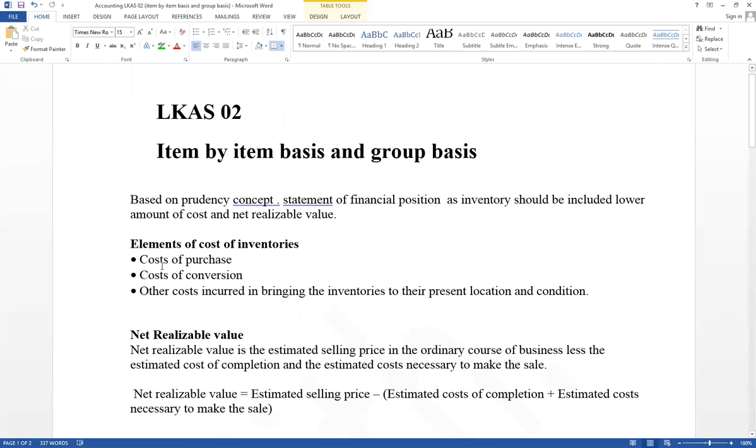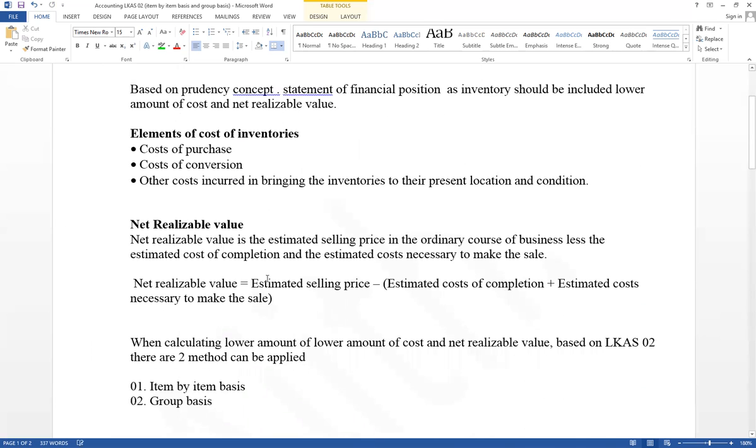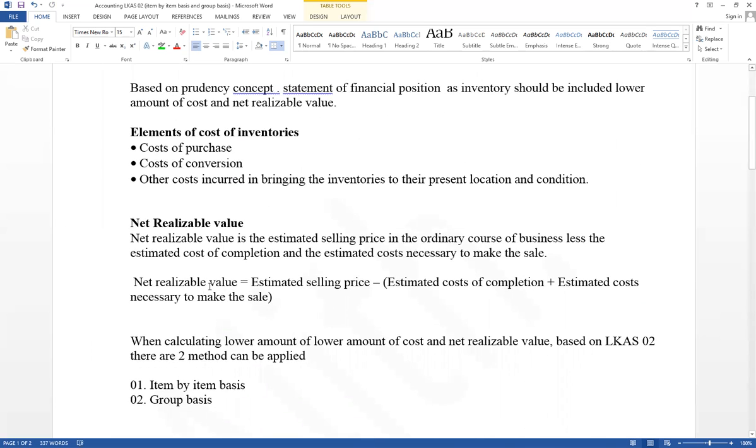All of a business's available inventory is covered. Therefore, you have to know what things are included in the cost of inventory: the elements of cost of inventory, cost of purchase, cost of conversion, and other costs. And know how to calculate net realizable value. Then you have to know how to calculate the lower amounts based on the item by item basis as well as the group basis. Very important theory.